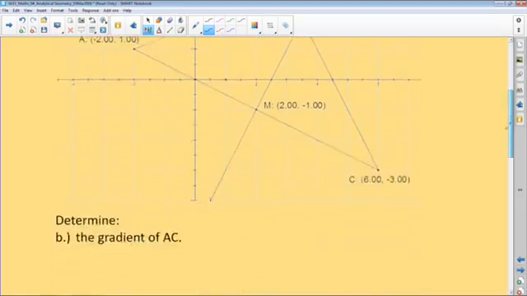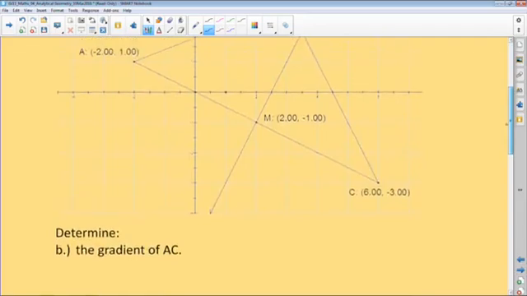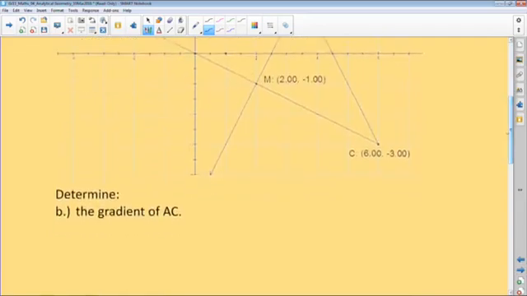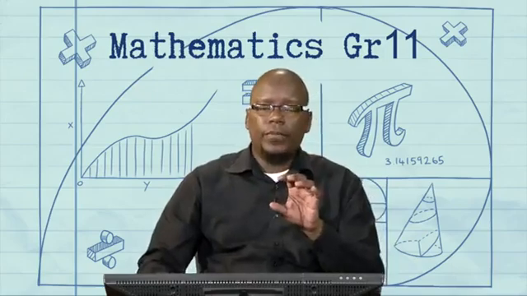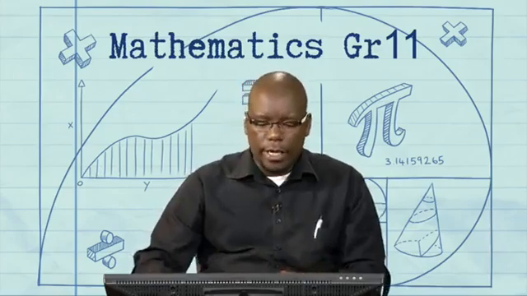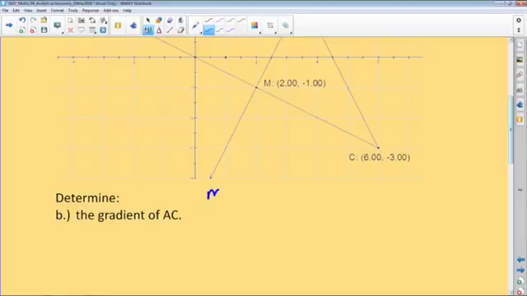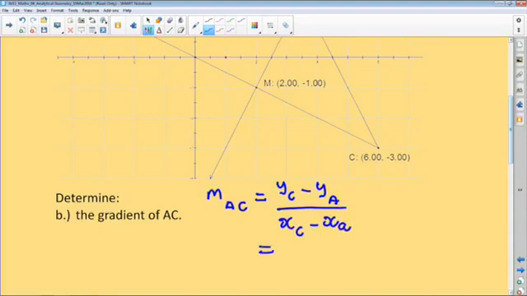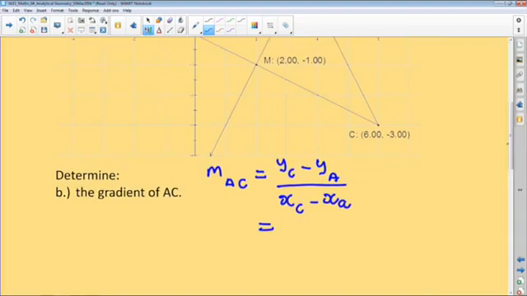And then we move on, we work out the gradient of AC. Right? Now, we discussed earlier, reminding you that the gradient is given by the change in y over change in x. So that is your y2 minus y1 all over x2 minus x1. So in other words here, the gradient of AC will be your y at C minus y at A all over x at C minus x at A. Okay? Now, y at C.